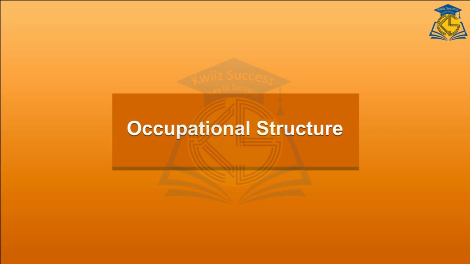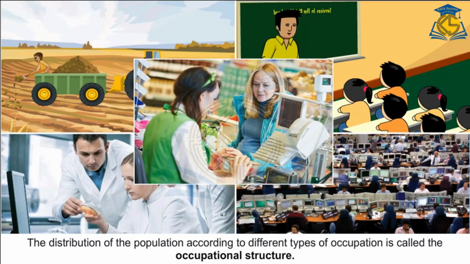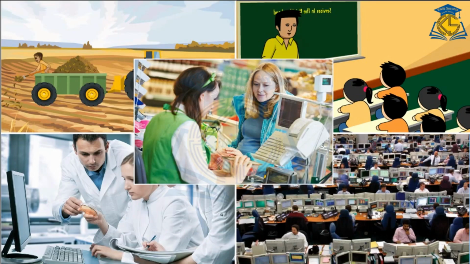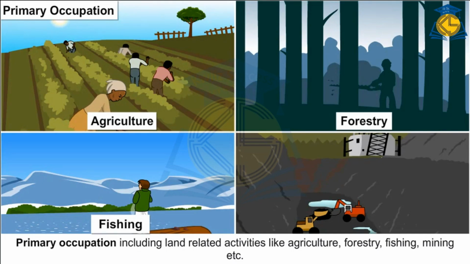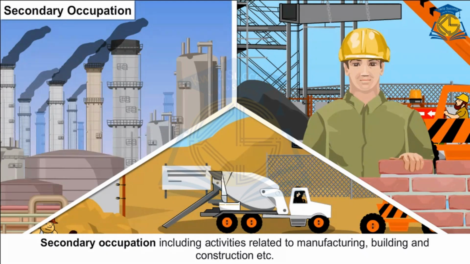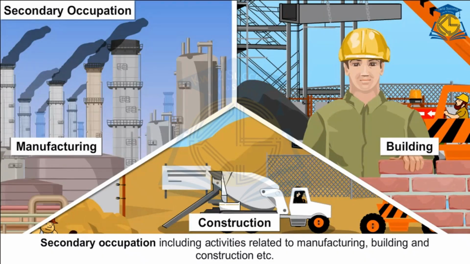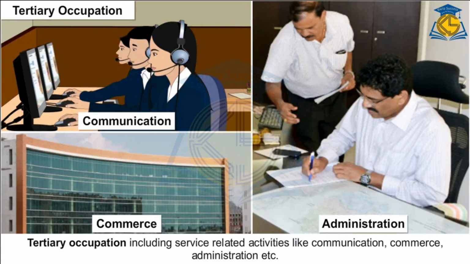Occupational structure. The distribution of the population according to different types of occupation is called the occupational structure. The three categories of occupation are primary occupation, including land-related activities like agriculture, forestry, fishing, mining, etc. Secondary occupation, including activities related to manufacturing, building and construction, etc. Tertiary occupation, including service-related activities like communication, commerce, administration, etc.